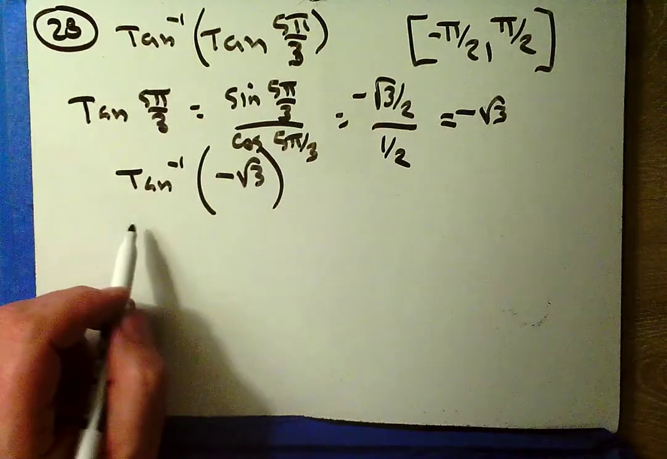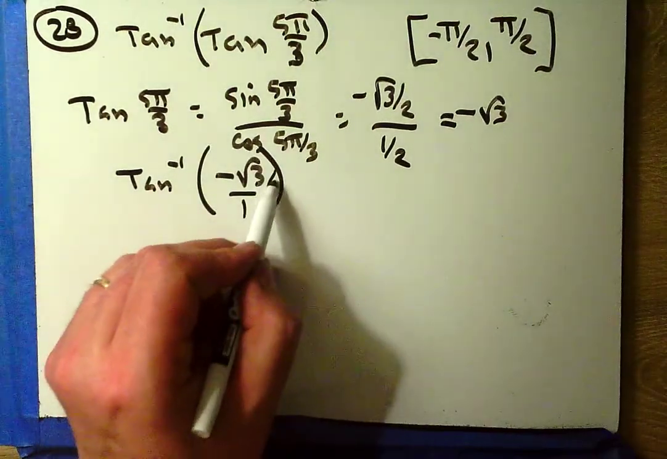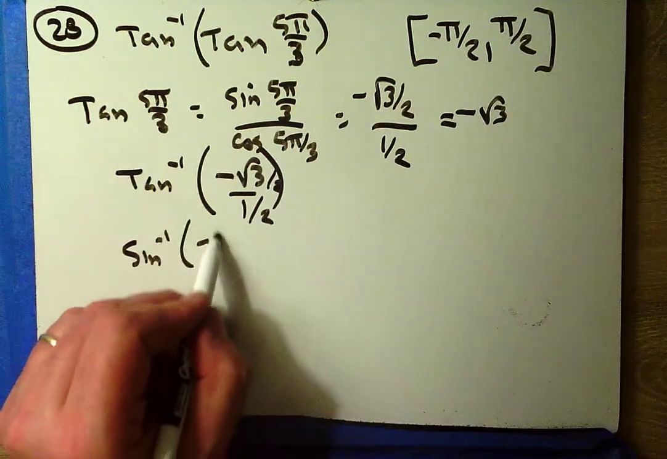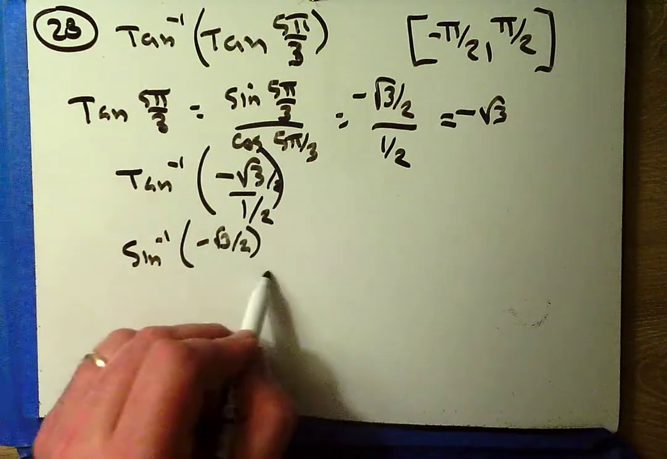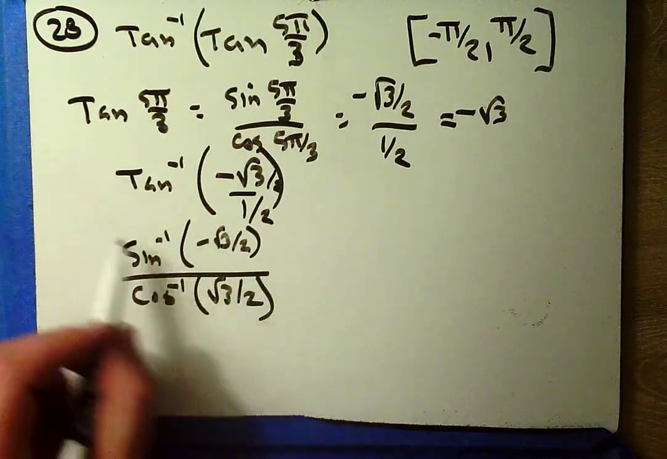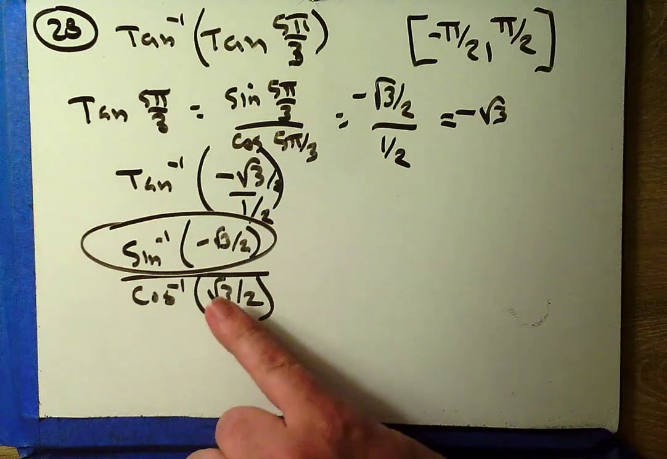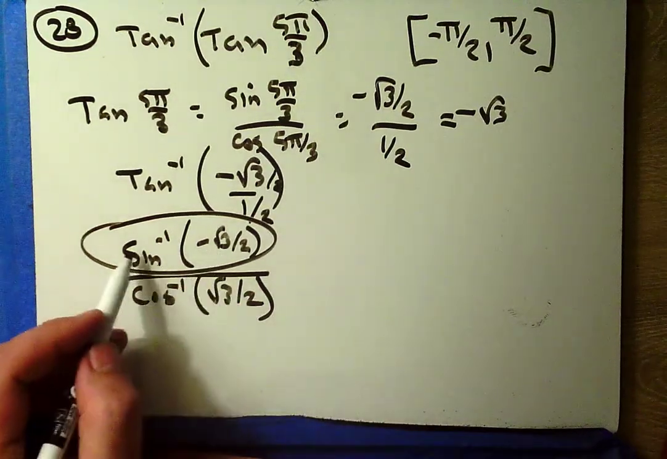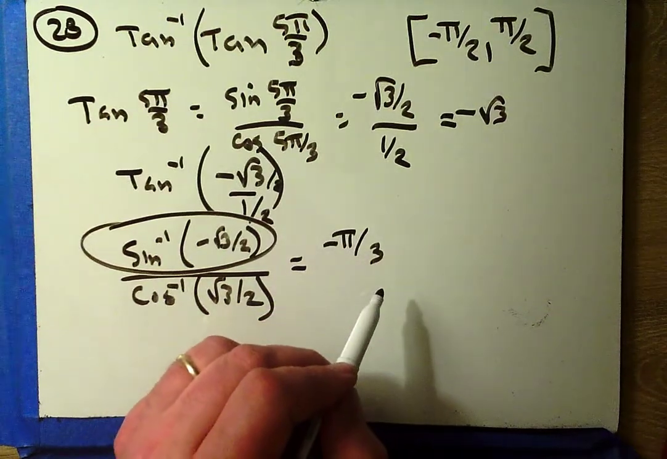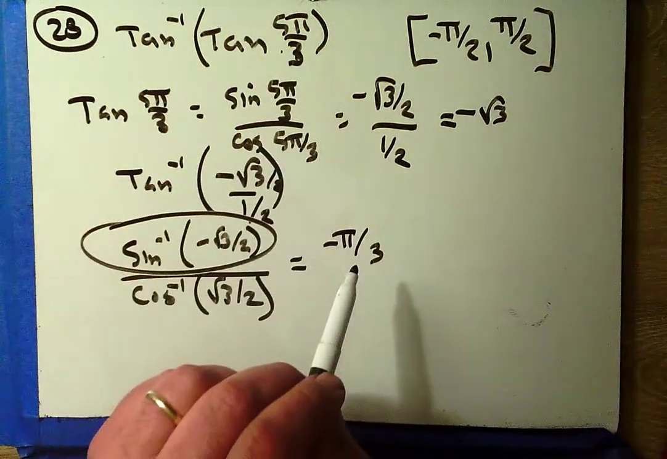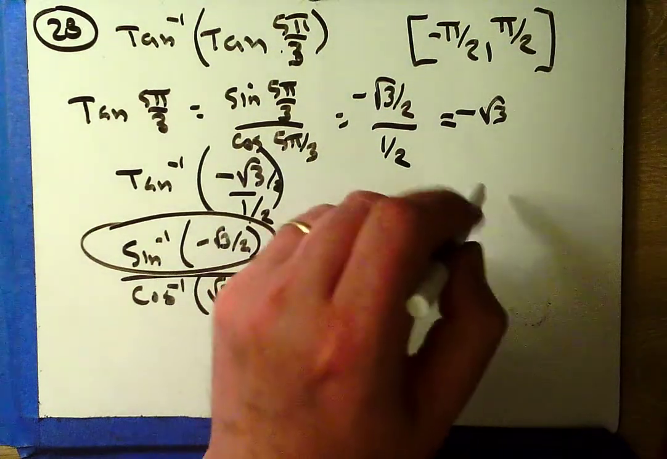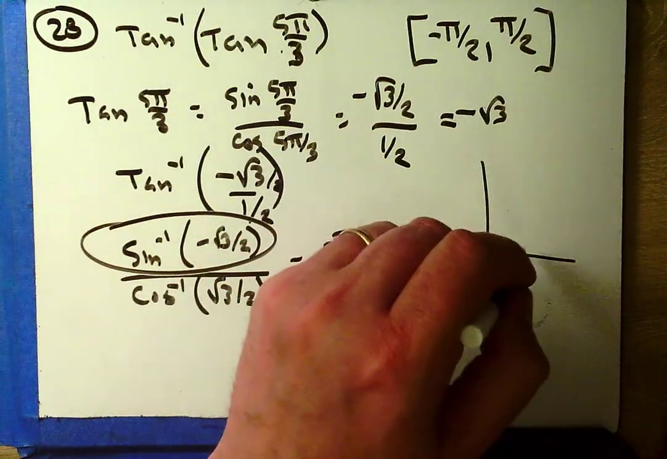Well, when we did this earlier, we had to do this, and then we had to do this, and then we said, okay, that's sine inverse negative root 3 over 2 over cosine inverse root 3 over 2. And this is where we had the conversation about applying the negative with the sine. And so we had negative pi over 3. So even though our given angle was 5 pi over 3, we needed something that was within the restriction, negative pi over 3.